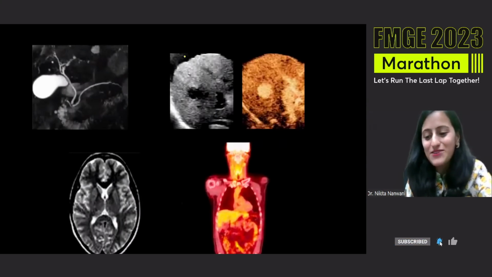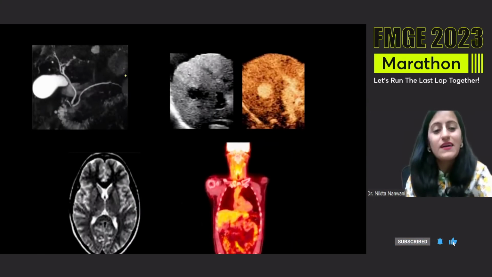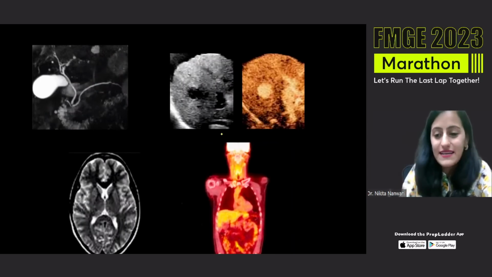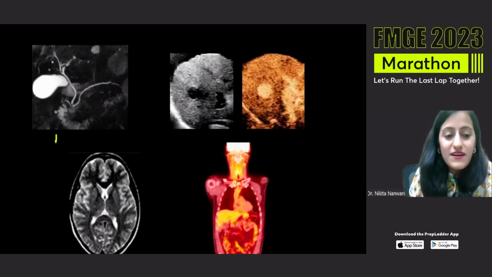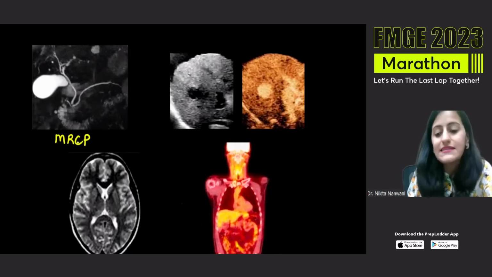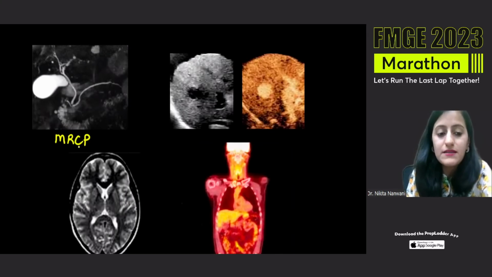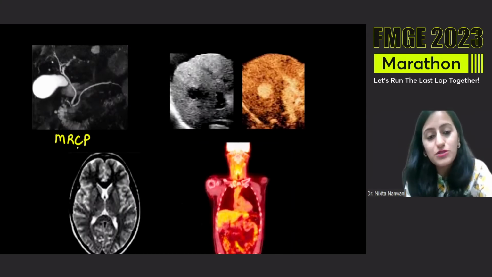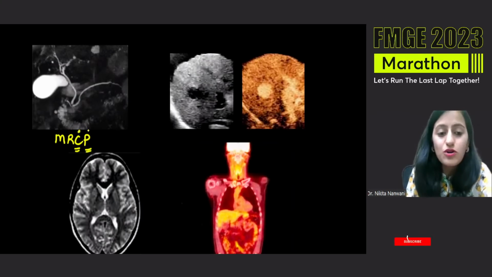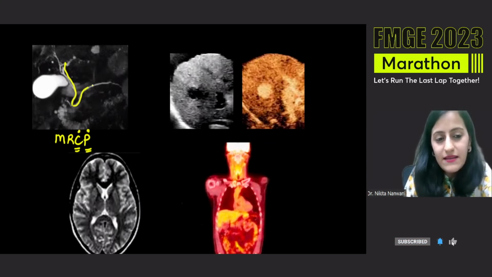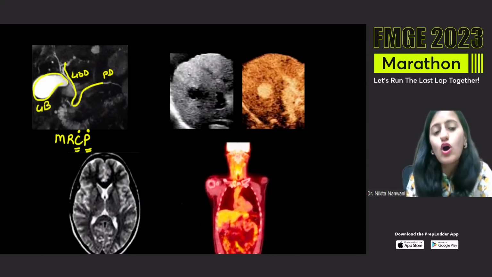Okay, so let's go on to the next one. What do we have in the next images? Identifying the investigations. The first one here, this is MRCP. Why MRCP? MRCP is magnetic resonance cholangiopancreaticography. So we see the cholangio and the pancreatico, that is the CBD here and the pancreatic duct here. CBD and pancreatic duct. This fluid containing structure here, this is the gallbladder.